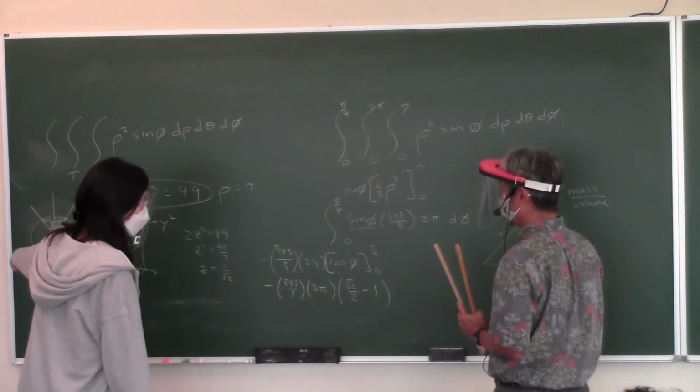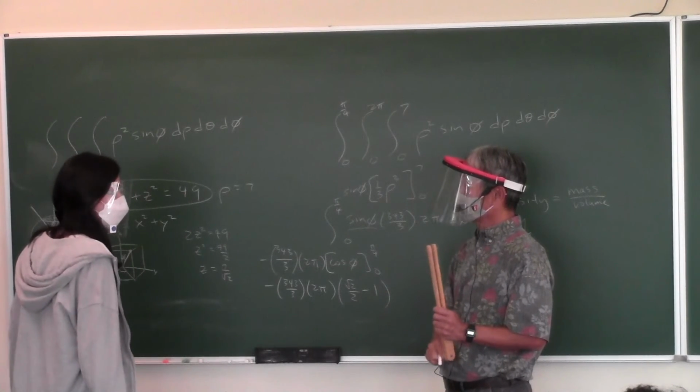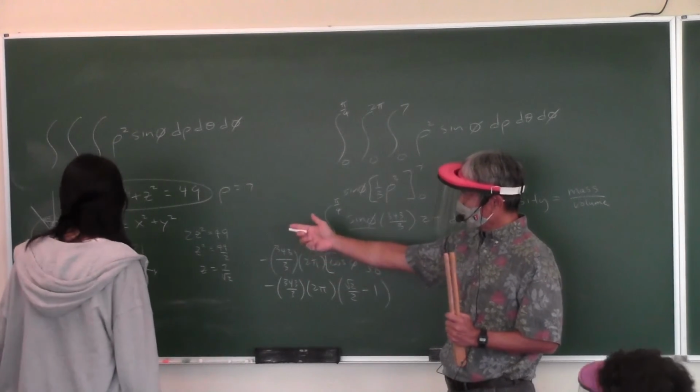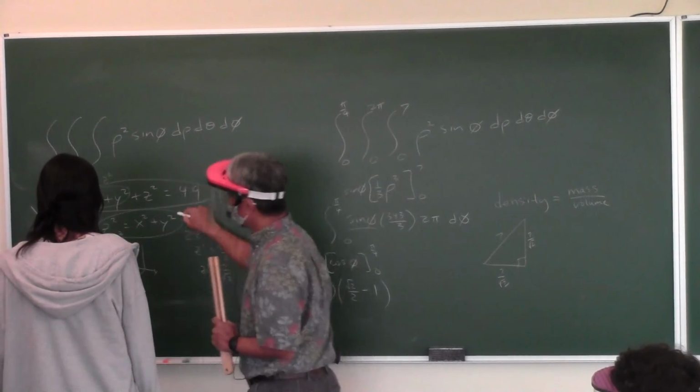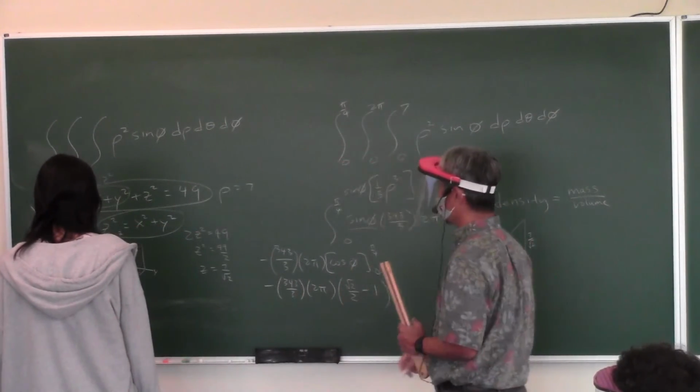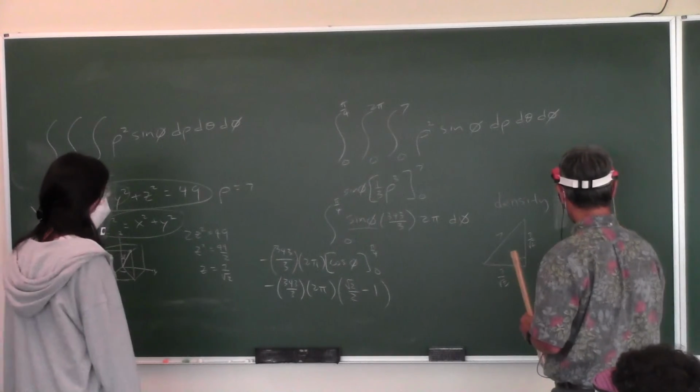Why is it 45, 45? Oh, because of Park's explanation. Park, why is the angle always 45 degrees? Look at the trace. Yeah, the trace. Set x equals 0.